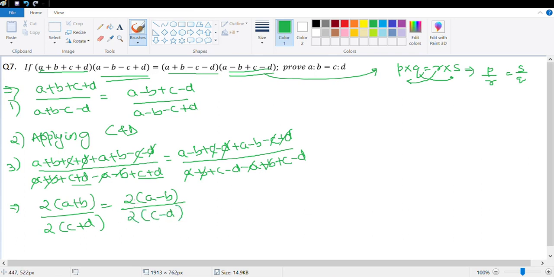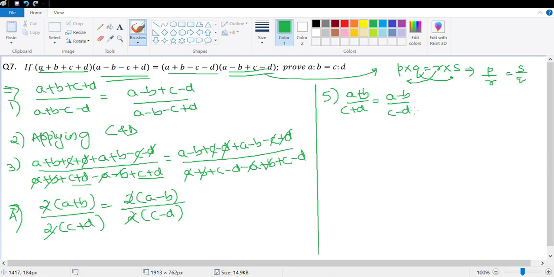This 2 and 2 gets cancelled, 2 and 2 gets cancelled. So what we are left with is, let's give this step number 4. This gives us (a plus b) upon (c plus d) is equal to (a minus b) upon (c minus d).